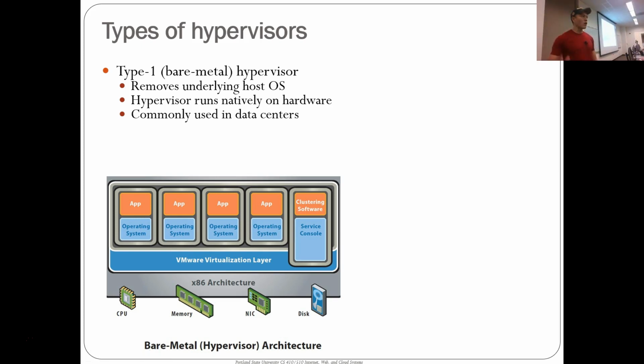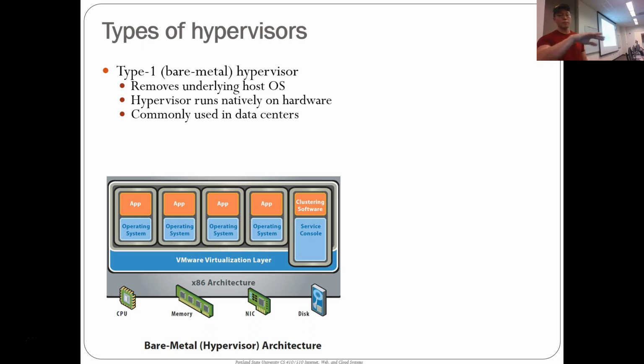This is what all the data centers are running. So all of the Google Cloud stuff on Compute Engine, they're running the Type 1 hypervisor, which is based on KVM for Google Cloud. And they're using that to run all of the different VMs that you're instantiating on Google Cloud. I think Amazon runs Xen.